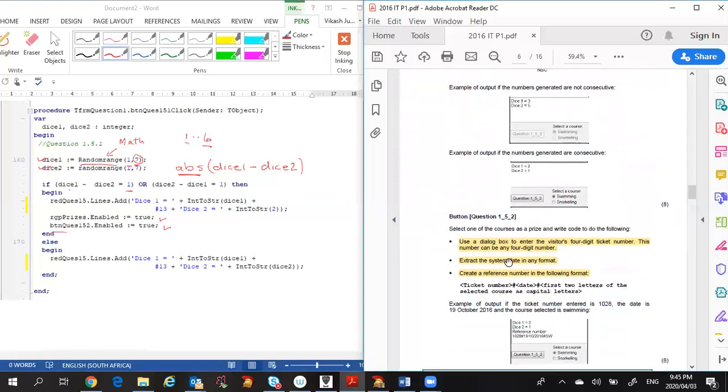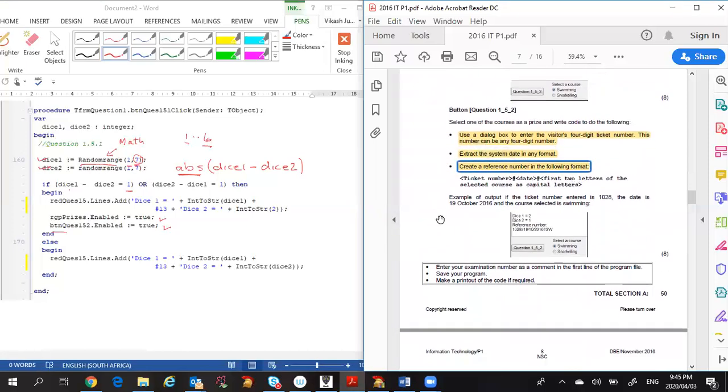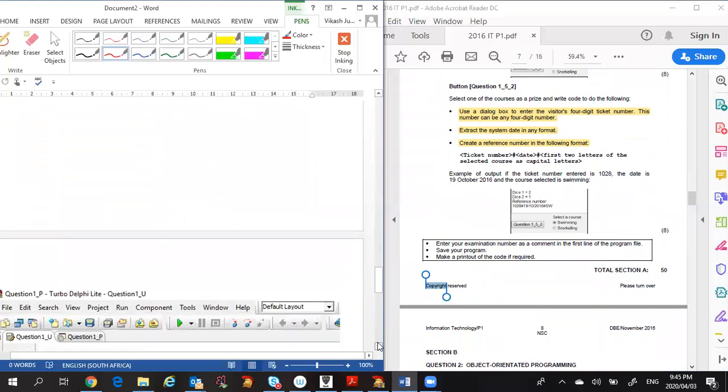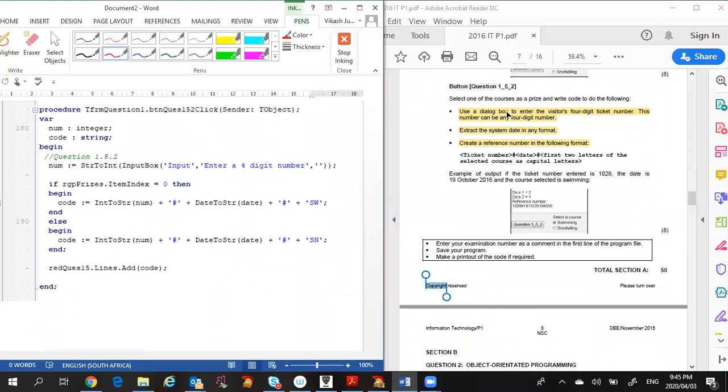Let's look at the next question, 1.5.2. In this question, you are required to use a dialog box to enter the visitor's 4-digit ticket number. You're required to extract the system date and then create a reference number in this format that is stipulated. Notice that these different parts are separated with a hash. So to get this particular code, we first input the 4-digit number using an input box as they had indicated.